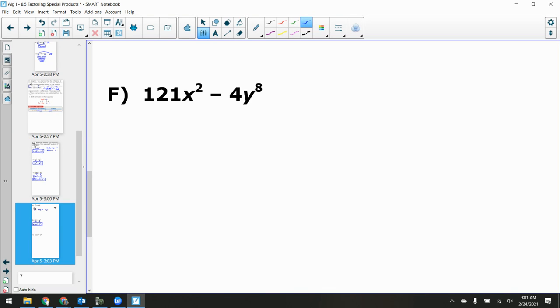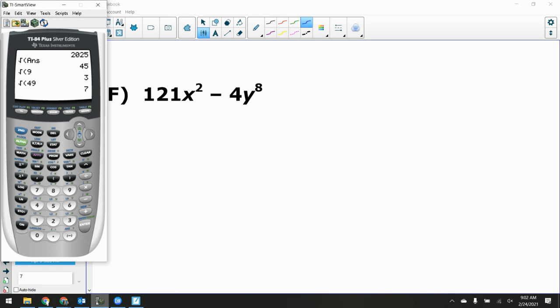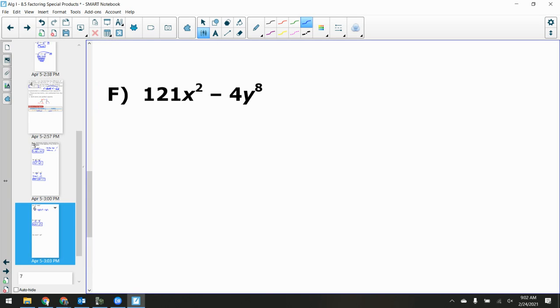I've got 121x squared minus 4y to the 8th. Okay, is there a GCF? I mean, the only thing that I could do, maybe 121 divided by 4. I know it's not divisible by 2 because it's not even. Let's see. No, there's no GCF, and they don't have any numbers or letters in common either. All right, so it's only 2 terms, so the only possible thing I could do here is a difference of squares. So first off, is it a difference? Yes, there's a subtraction sign.